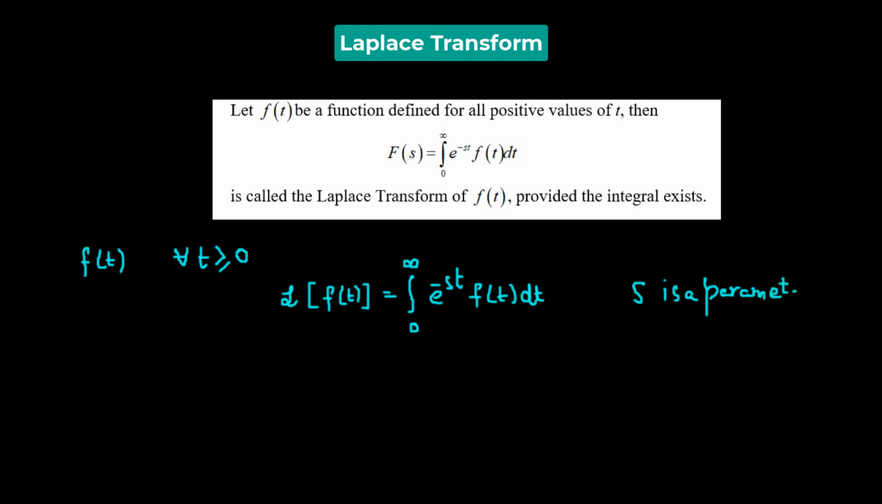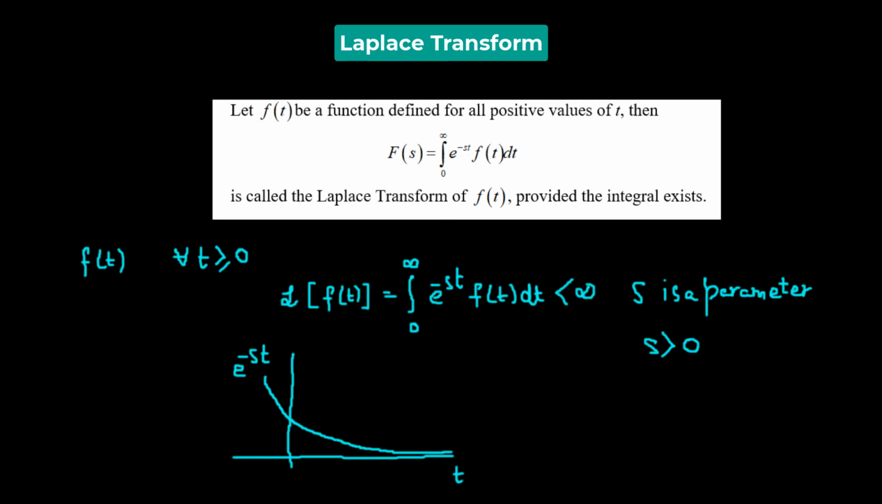This parameter is chosen in such a way that s is always taken to be greater than 0, because we know that if we look at the graph of the function e raised to the power of negative st, this is a decaying exponential. So when t approaches a very large number, e raised to the power of negative st approaches 0. This has been considered so that the given improper integral converges. That means it has to be less than infinity, and that means we have a finite value available.